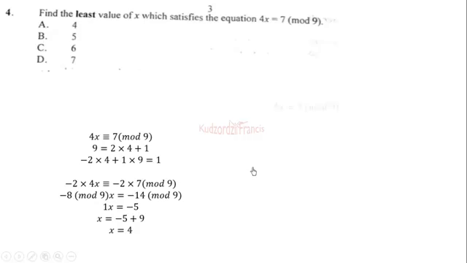Another way you can do it is this. 7 mod 9 is the same as 7, 16, 25, 34, and so on and so forth. So you pick the number that will give you an integer value for x, because in modulo we are looking for the integer. So when you pick 7, it will not give you an integer. If you pick 16, it will give you an integer, so that will give you the least. So that will mean that 4x is equal to 16, and dividing through by 4 will give you 4.